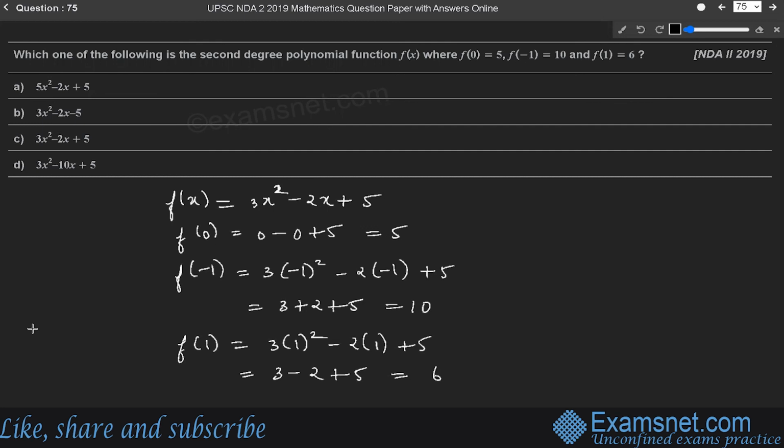Therefore, we can say that all the values are correct. F of 0 is equal to 5, f of minus 1 is equal to 10, and f of 1 is equal to 6. Therefore, the second degree polynomial is 3x square minus 2x plus 5. Hence, the correct option is option number C here.